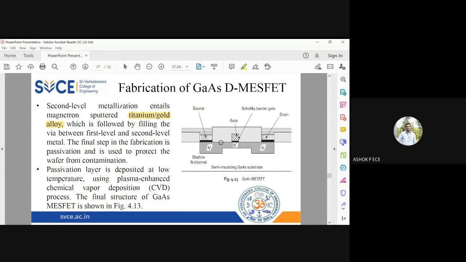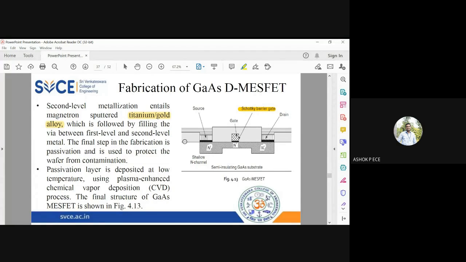And you can see here at the gate, you have a metal layer. At the N plus region, you have a semiconductor layer. Between the two, you have a Schottky barrier gate. That is going to be the ohmic contact established. In the same way, between the source and N plus also, you have a metallic layer. Drain and N plus also, you have a metallic layer. All these are fabricated very, very carefully.